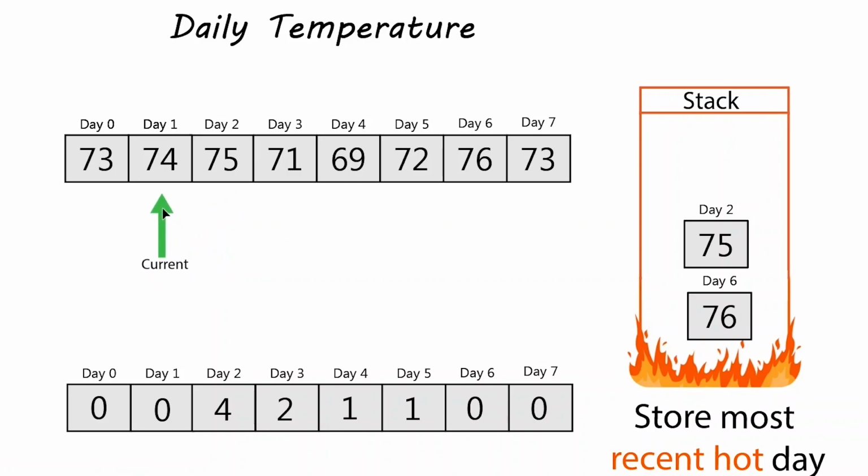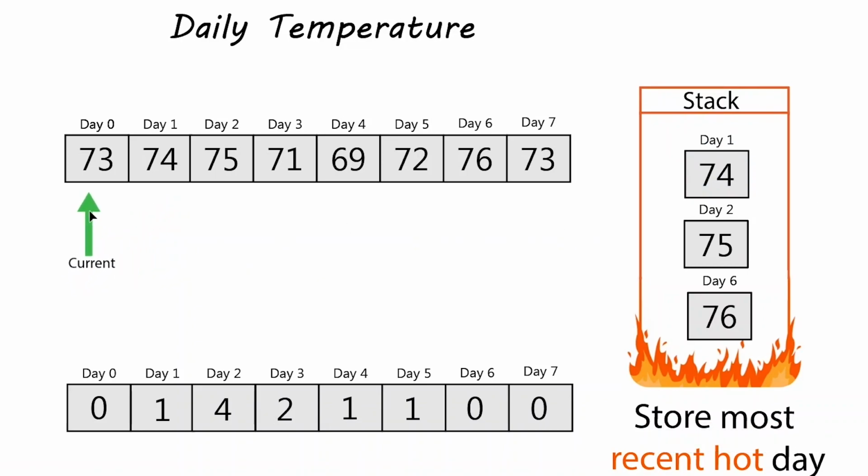And then we will move our current. We want that this current should always be less than the top of our stack. We can see that 74 is less than 75. So what we can do is day 2 minus day 1, which is 1. That is what we can write in our answer. And we can push this element to our stack, assuming that it could be the most recent higher temperature for some of the element in future.